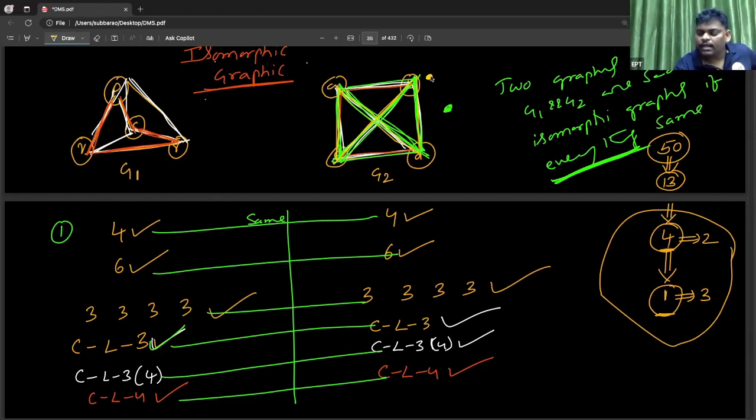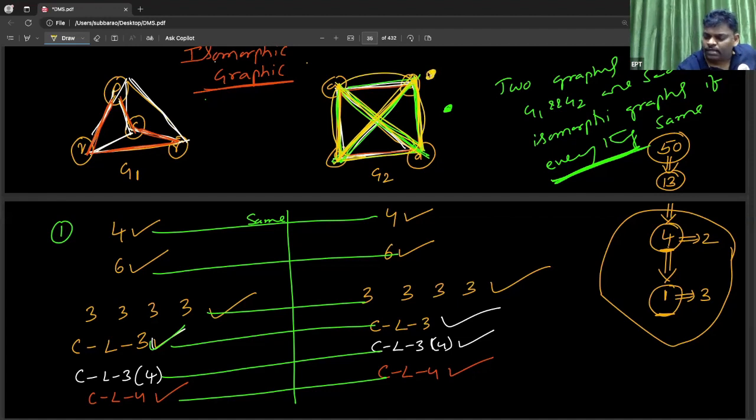Whenever you are creating a cycle here, how many edges did you use? Outside is 1 cycle. When you are creating a cycle here, how many edges do you use? See this one. Let me write once again: 1, 2, 3, 4. Many ways may be there. I use it like this. See this one: 1, 2, 3, 4.